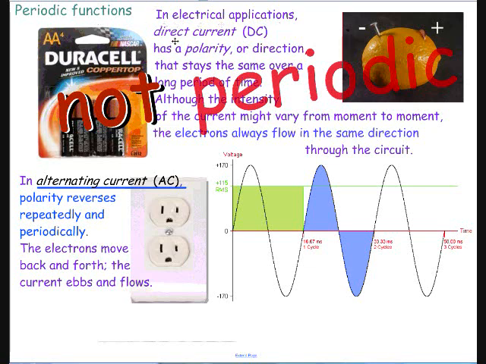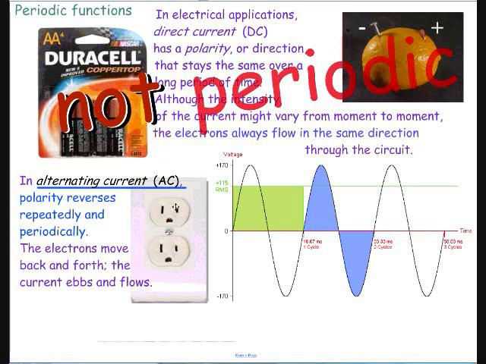In electricity, you either have direct current, which has a polarity. You can even make yourself a little battery using some metal and a lemon, right? It has a polarity or direction that doesn't change over a long period of time. When we put our batteries in, we're very careful about that. Otherwise, the device won't work. Put your positive to the positive terminal and your negative to the negative terminal. Although the intensity of the current may vary from moment to moment, the electrons are always flowing in the same direction through the circuit. This is not periodic.